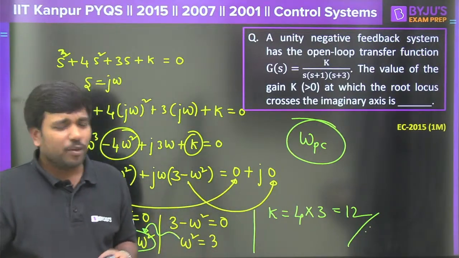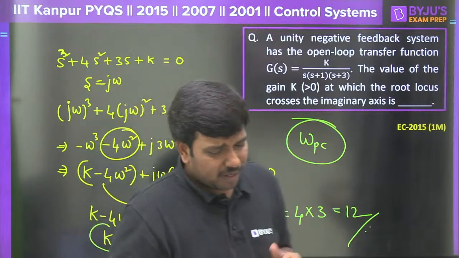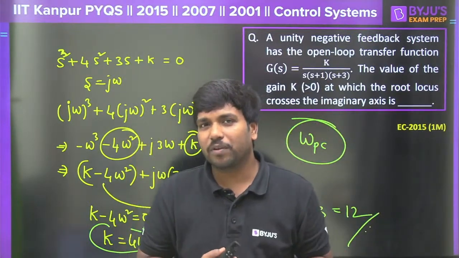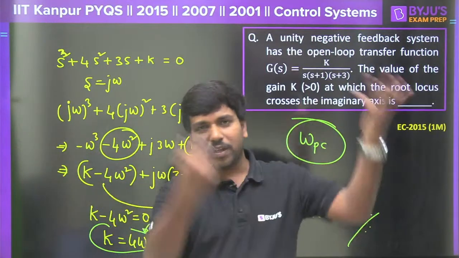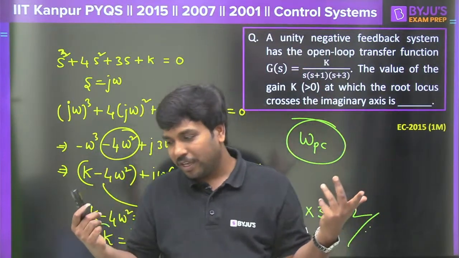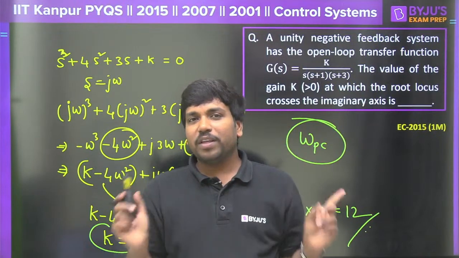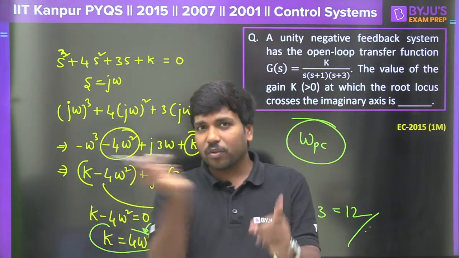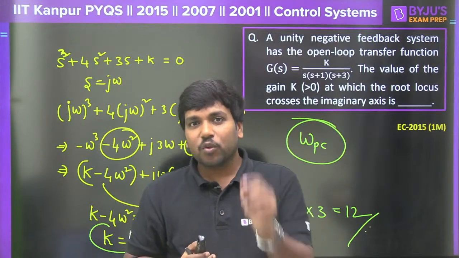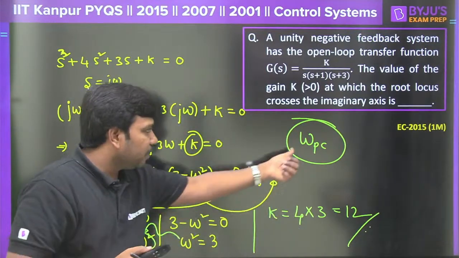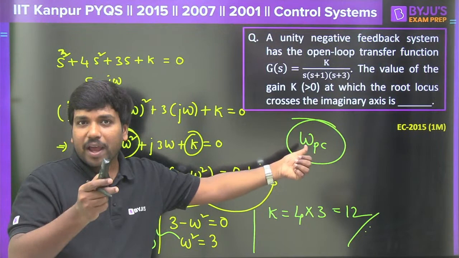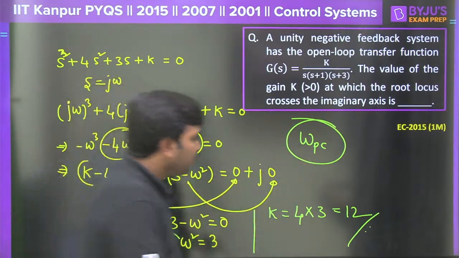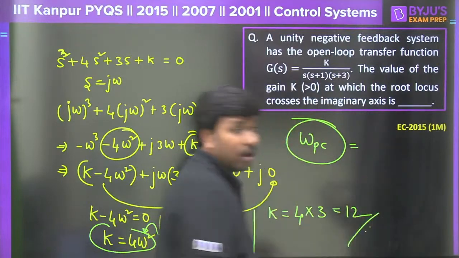Omega PC. You may be wondering, sir, what is this? When you are teaching root locus, why are you asking about phase crossover frequency? That is about frequency response, and this is about time response. See, in control systems everything is connected, and if you are clever enough, you can understand that all the concepts are correlated. So the frequency where the root locus is touching the j omega axis, that frequency itself is called omega PC.